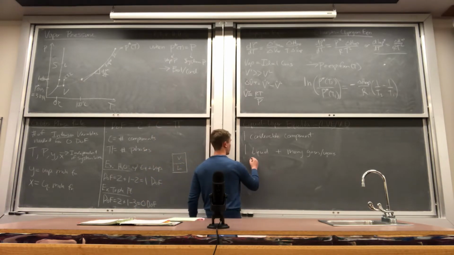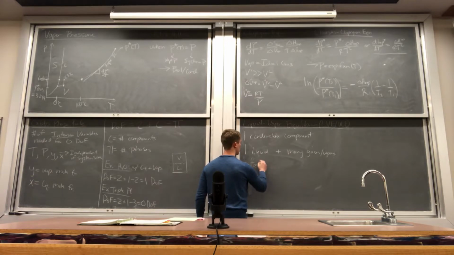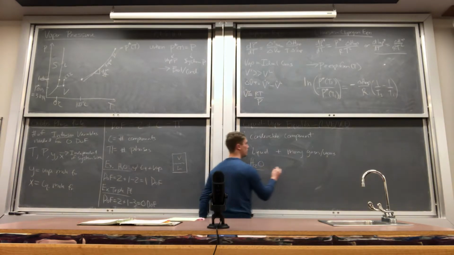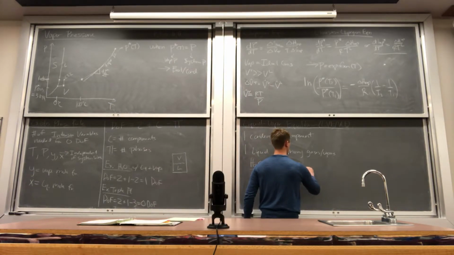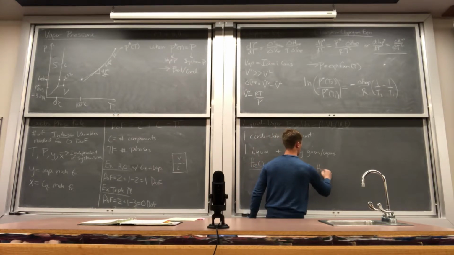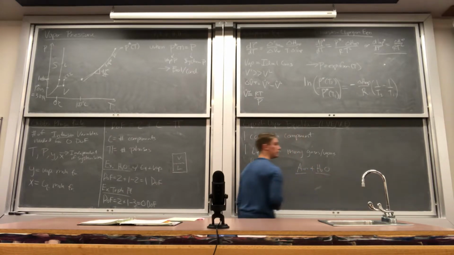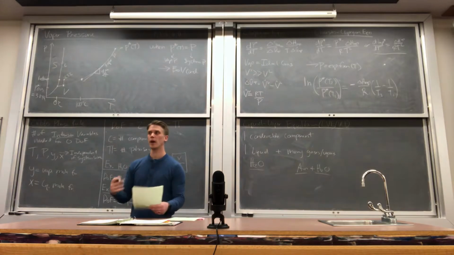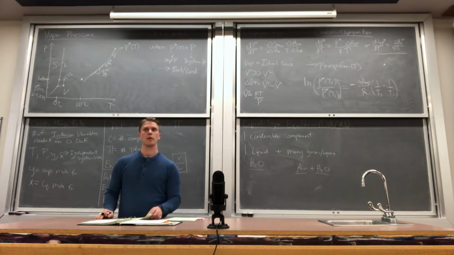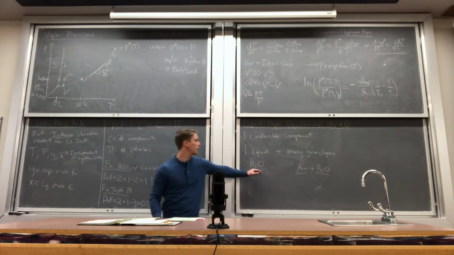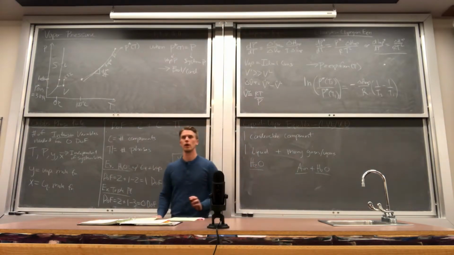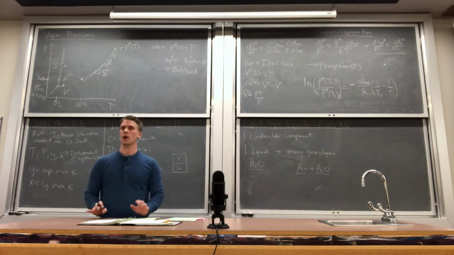So for an example, we could say that this is water as our only liquid, and that your gases could be air plus water. This is an example of a one condensable component. But it doesn't have to be water. It could be gasoline and gasoline plus air. But water is the most common one we'll be looking at.